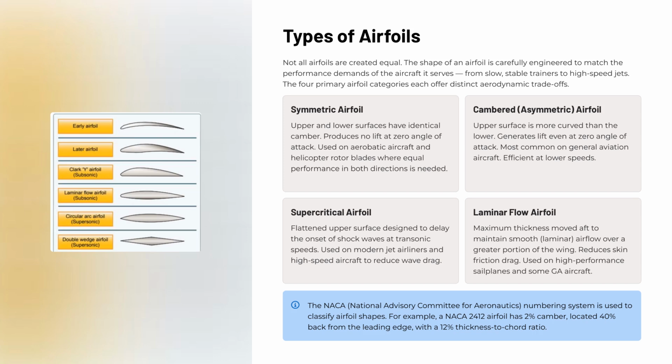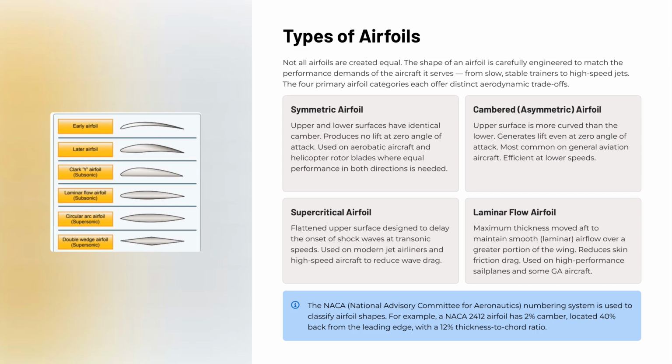Not all airfoils are created equal, and understanding the differences between them is essential for any aviator or aerospace professional. The shape of an airfoil is precisely engineered to meet the specific performance demands of the aircraft it serves. The symmetric airfoil has identical upper and lower surfaces, meaning it produces no lift at zero angle of attack. This makes it ideal for aerobatic aircraft and helicopter rotor blades, where equal performance in both directions is required.